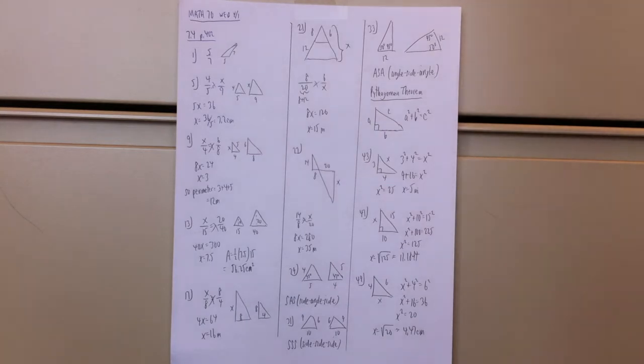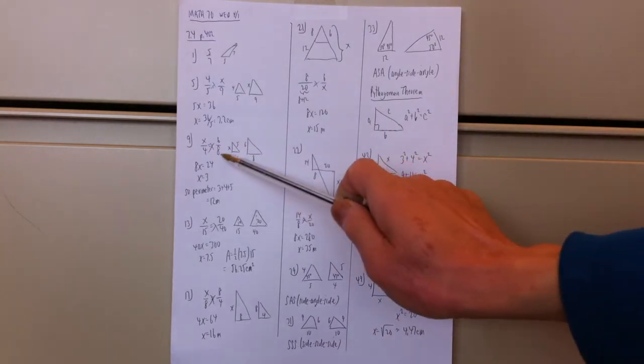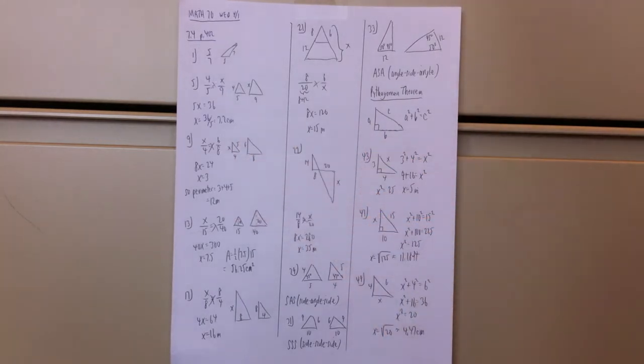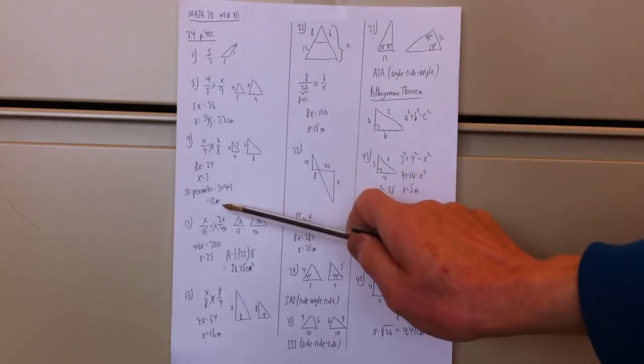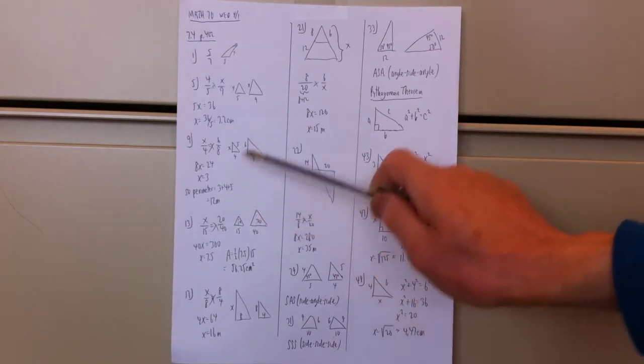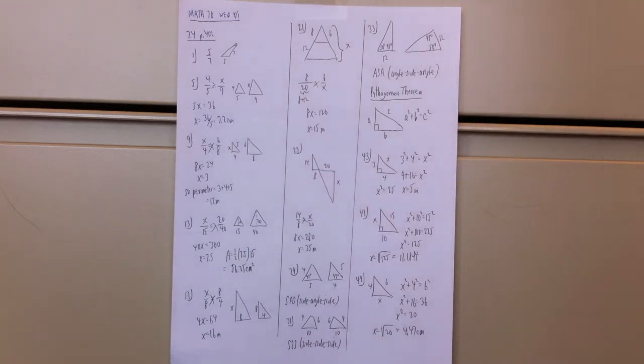The problem asks for the perimeter, however. So now I just add them all up. 3 plus 4 plus 5, which equals 12 meters. Once again, I put the answers with meters, even though I didn't put the meters in here as it did in the text.